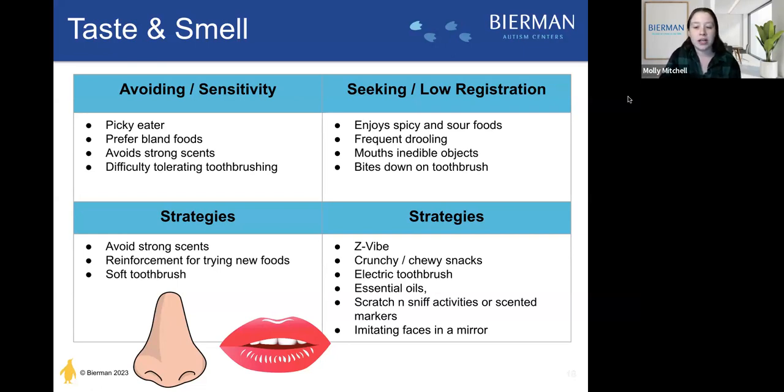Eating crunchy and chewy snacks. So that provides a lot of input in the mouth because it requires more muscles to be used to crunch down and bite down on those snacks. Diffusing essential oils in the background can provide that smell input, similar to scratch and sniff activities or scented markers. And then imitating faces in the mirror can just help promote some input into the mouth muscles and provide some more input that they might be seeking in that area.